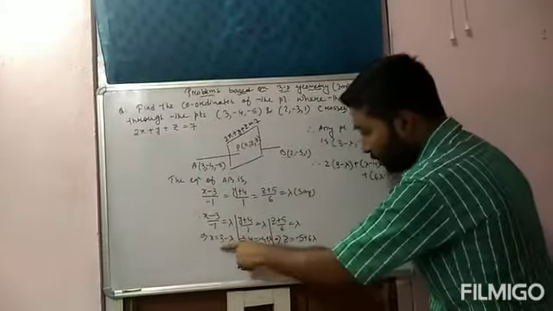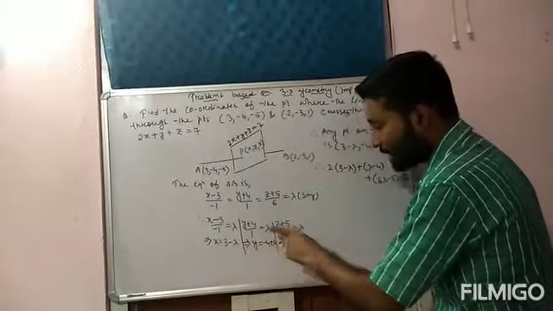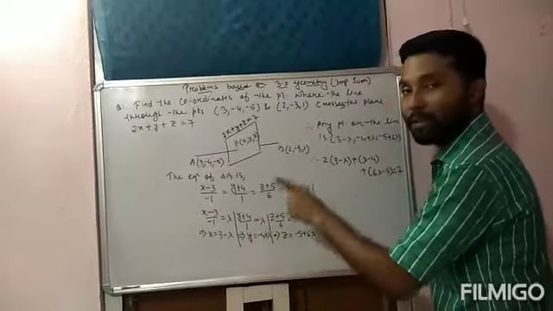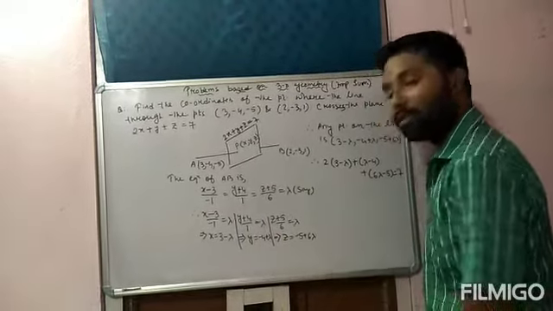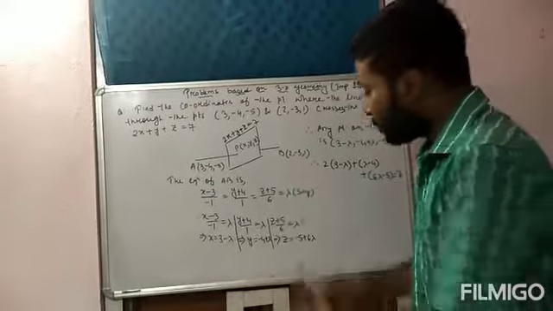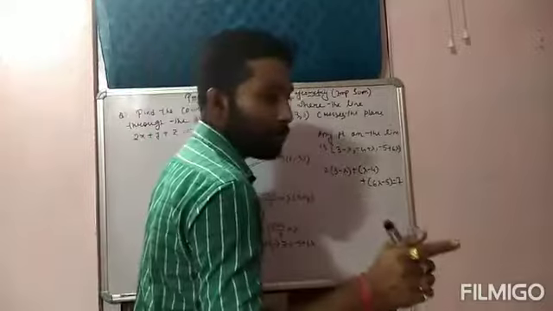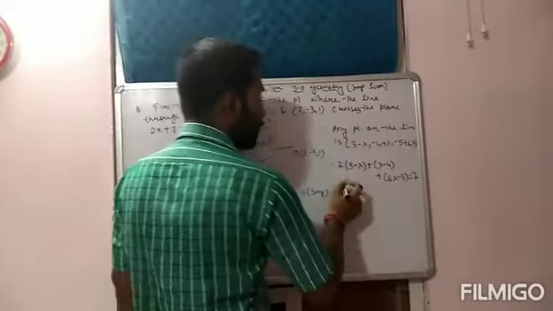And the coordinates of P we already got: x is equal to 3 minus lambda, y is equal to minus 4 plus lambda, z is equal to minus 5 plus 6 lambda, right? So we put these x, y, z values into the equation of the plane. Why do we need to put them? To find the value of lambda.